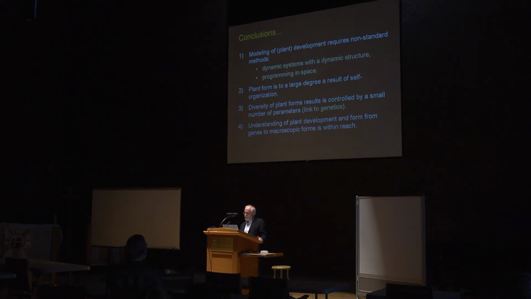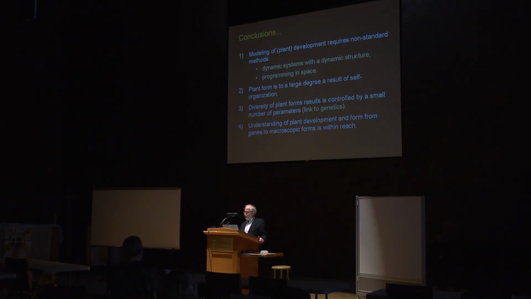Diversity of plant forms is controlled by a small number of parameters, and this is important because it provides a link to genetics. We can understand how different mutants or transgenic plants, or results of breeding, can produce different forms because they don't have a very fundamental effect. They just change some parameters, and these parameters, through self-organization, create different forms.